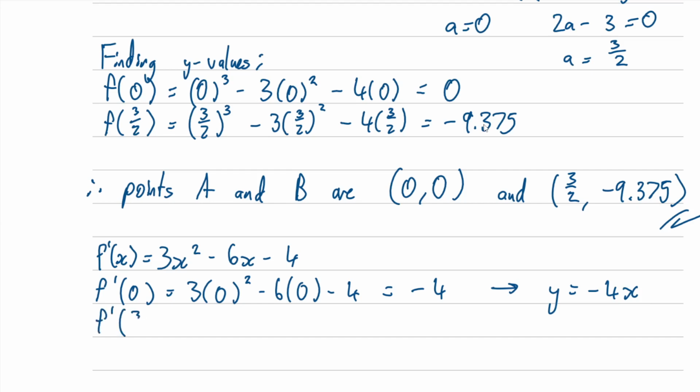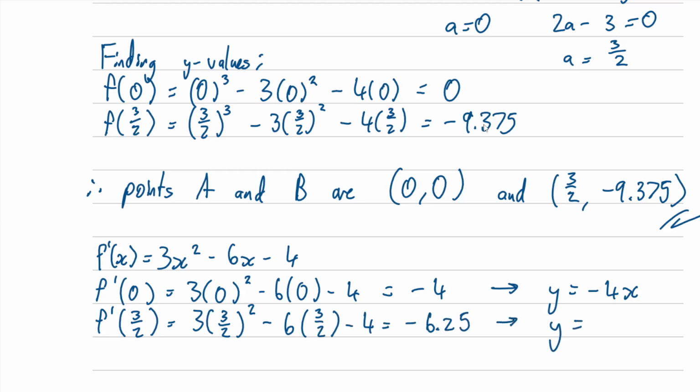Similarly, when x equals 3/2, we find the gradient of that tangent by using the gradient function when x equals 3/2. And that gives us -6.25, which means the equation of the tangent is y equals minus 6.25x.